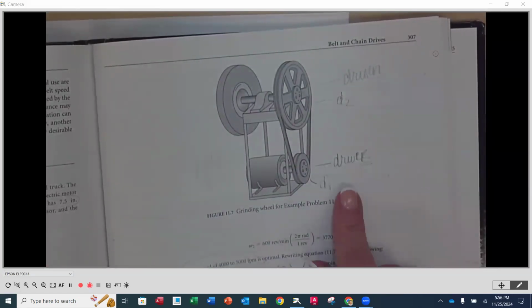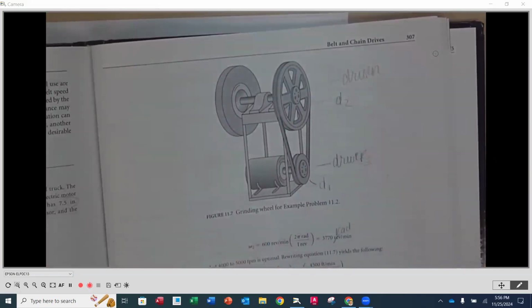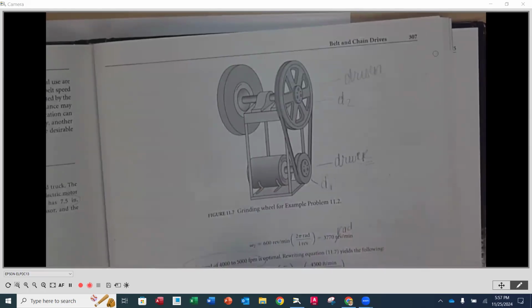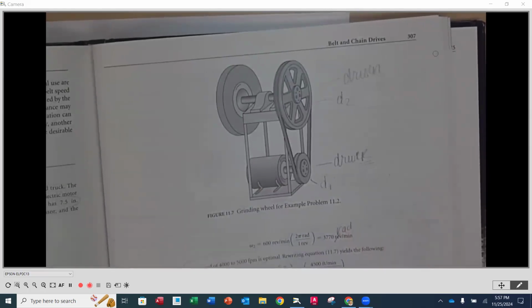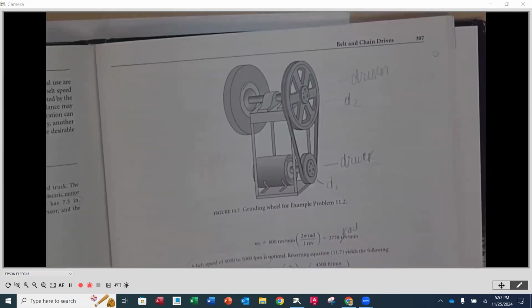We have a 50 horsepower electric motor rated at 1725 RPM and a grinding wheel that they want the speed reduced to about 600 RPMs. They want us to determine the appropriate belt size and find the suitable sheave sizes of stock pulleys listed in table 11.1. Also select the suitable belt length and calculate the corresponding center distance.